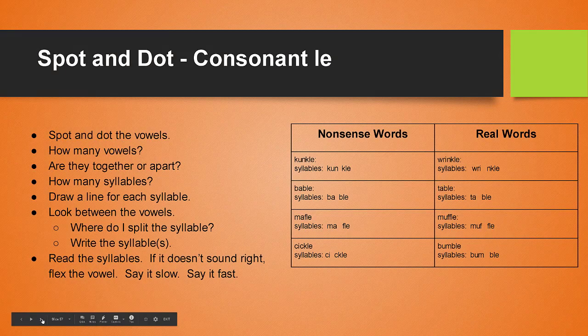And here is your chart of consonant LE words divided. You'll see again nonsense and real words. So is that how you would have divided those words?